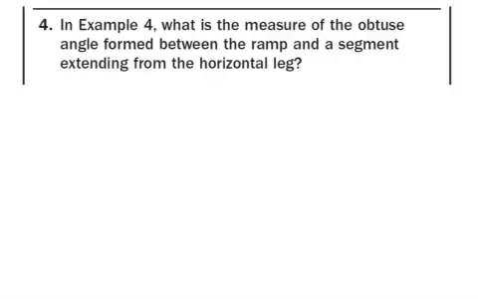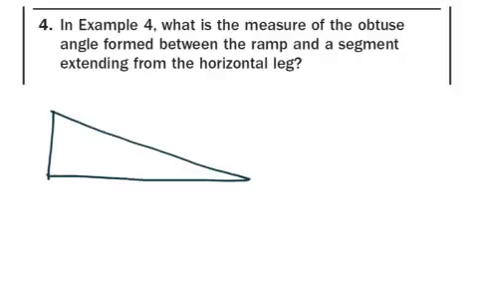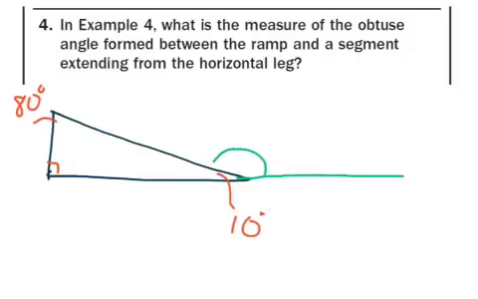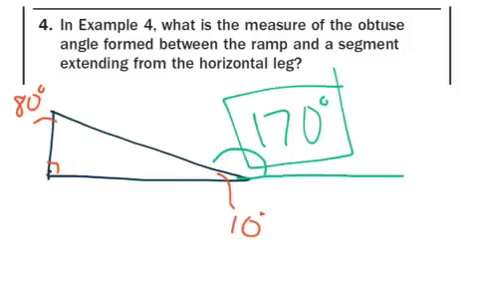All right, so let's make sure that you're thinking of the right angle. So we had our ramp here, and we just figured out that we had our right angle. This was 80 degrees, and this was 10 degrees. The angle that they wanted, it says the one extending from the horizontal leg. So that would be this angle here. It is a supplement to the 10 degrees, so it is 170 degrees. And that's it.